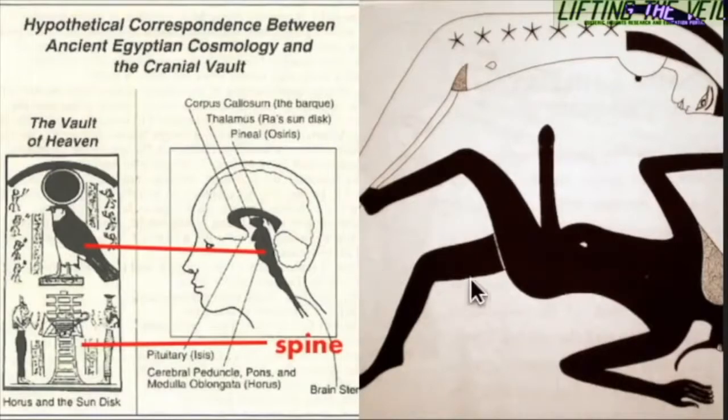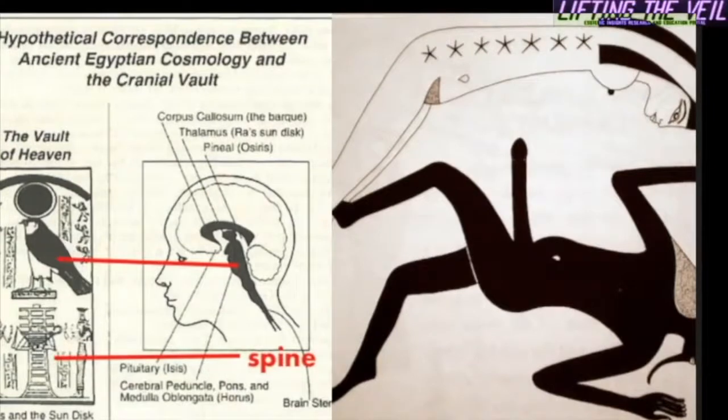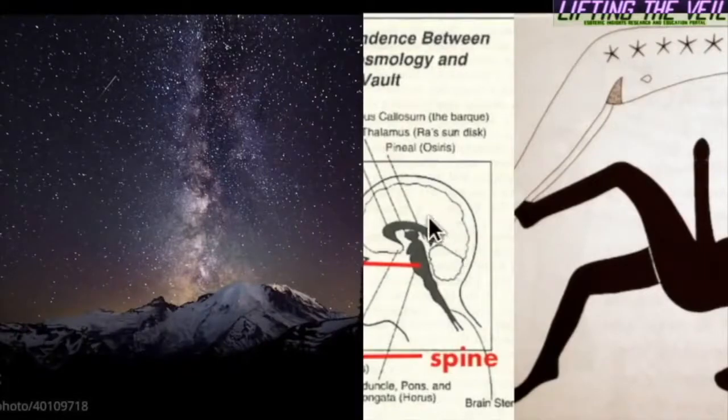What you're looking at is again Geb and Nut, and Geb impregnates the sky. The earth impregnates the sky, so what you're looking at again is the world pillar, the cosmic pillar, a direct correspondence with the human skull. As depicted here, you have the human spine as the cosmic pillar, the world pillar, which supports the vault of heaven, the cranial vault. So in other words, you have the omphalos of the world, which impregnates the cranial vault, which impregnates the sky. So you have the pillar which impregnates the sky.